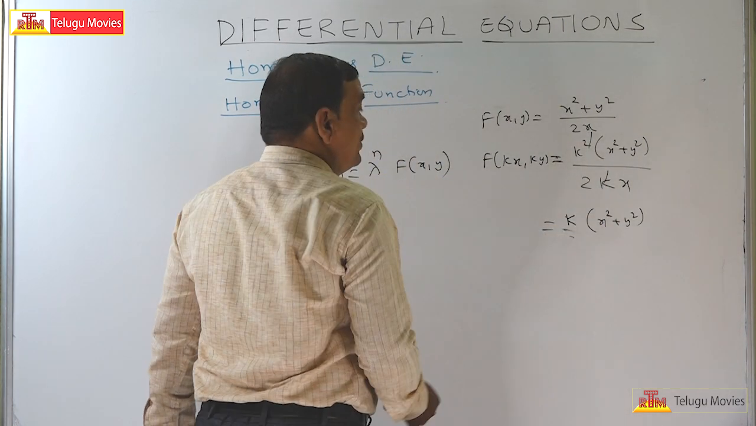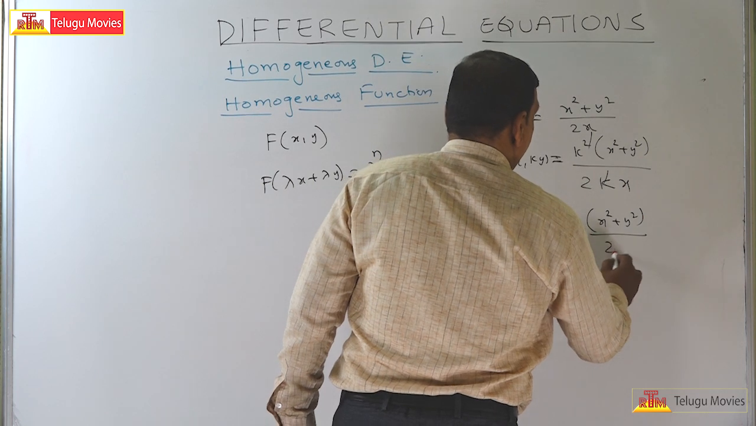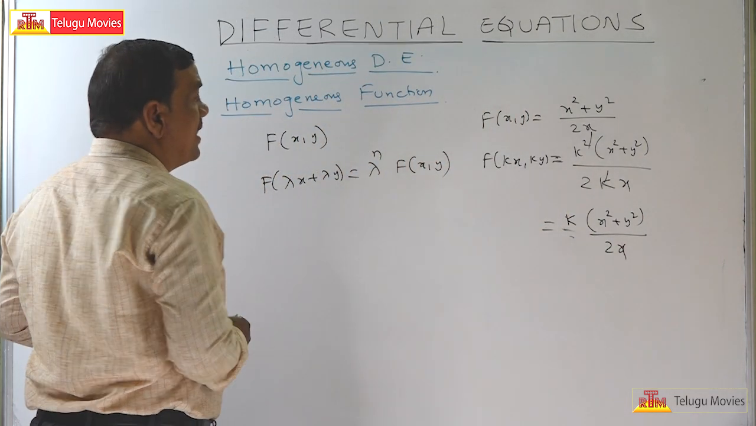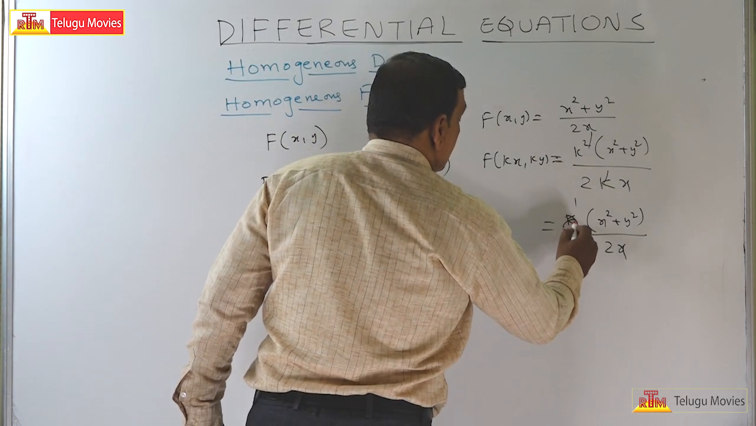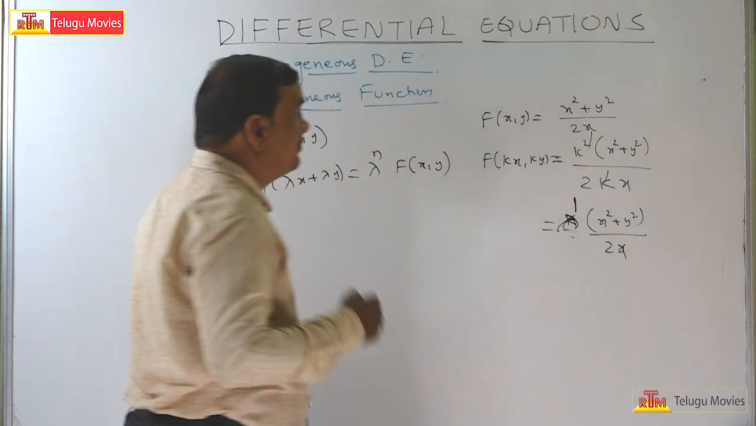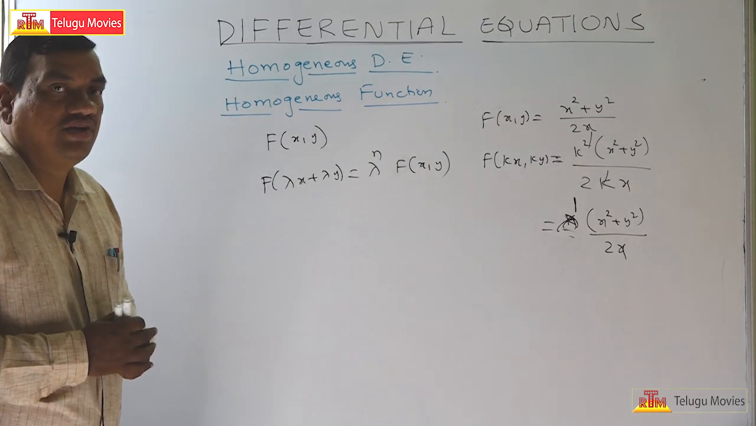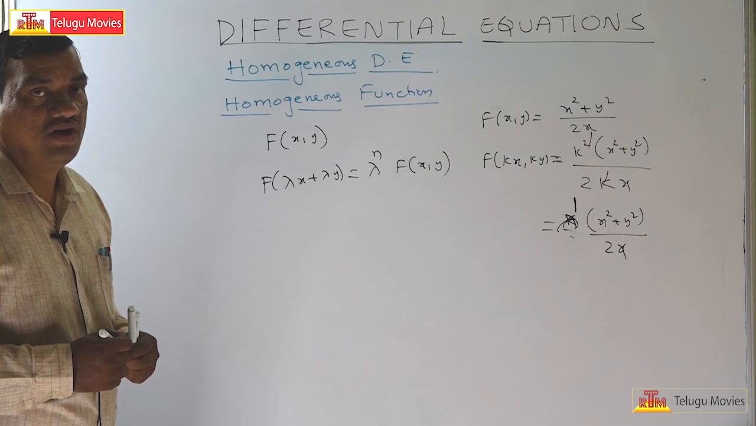That is lambda into (x square plus y square) by 2x. Lambda will get cancelled. Therefore, lambda power 1 is there. So this is lambda power 1. Therefore, 1 is the degree of this homogeneous function.